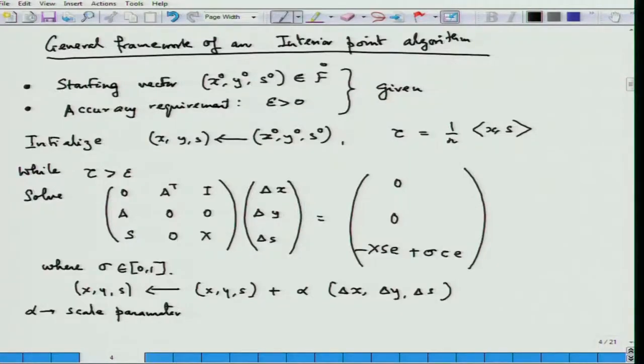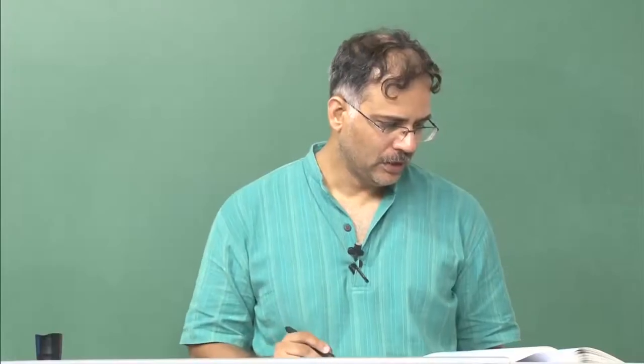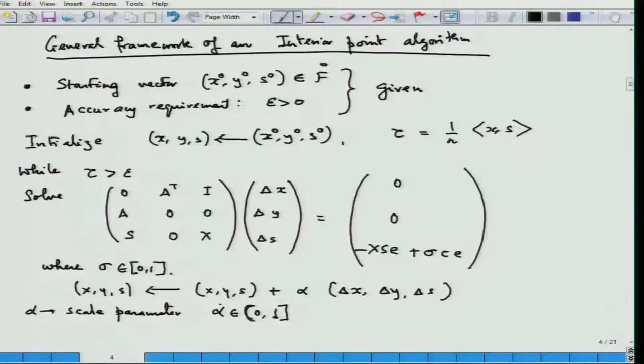So, this scale parameter alpha has to be chosen between 0, of course, it cannot be 0, that is not fair. 0 means you are talking about the exact solution, but that is not possible. So, alpha is between 0 and 1, which is an interval excluding 0, and this denotes my suitable scale parameter or step size. So, it is also called step size.